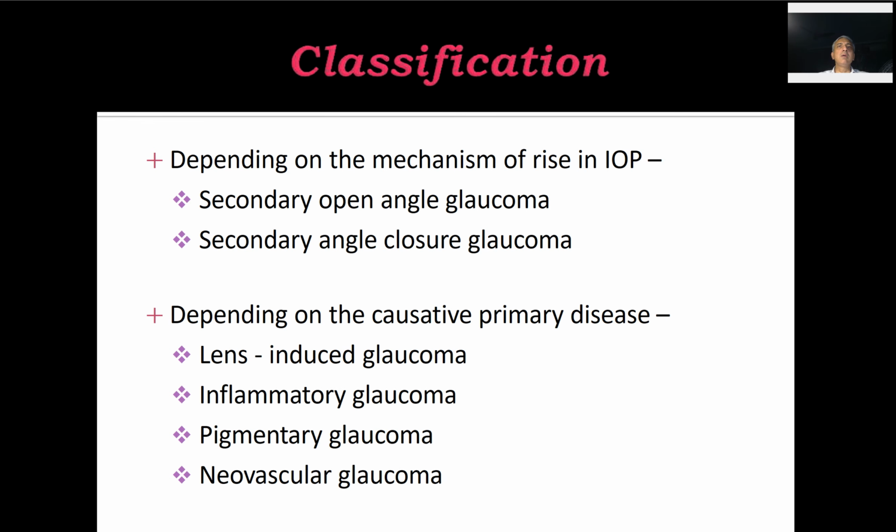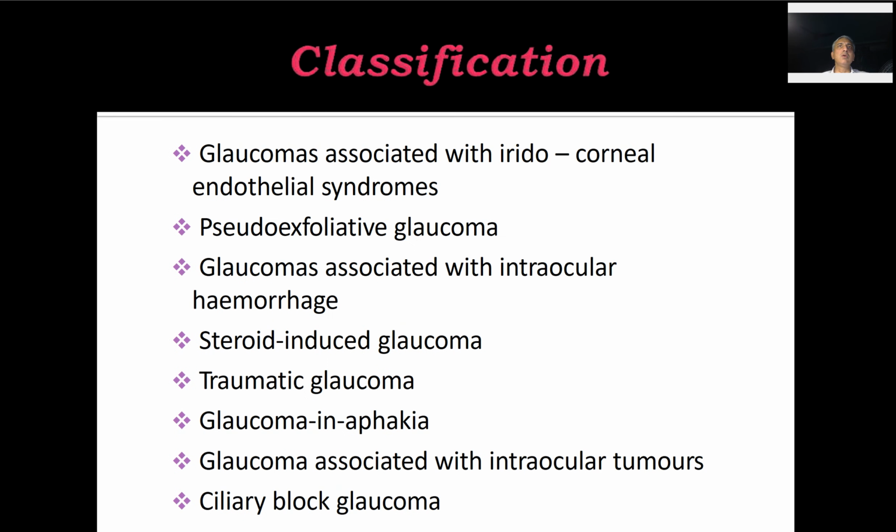Then we have neovascular glaucoma, and you get neovascularization of the iris leading to angle closure. Then you've got glaucoma associated with iridocorneal endothelial syndromes, where endothelium grows over the trabecular meshwork. Then we've got pseudoexfoliation glaucoma, where you get fibrillary material growing on the surface of the lens. We have glaucomas associated with intraocular haemorrhage.